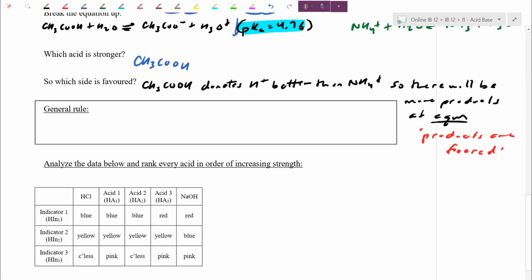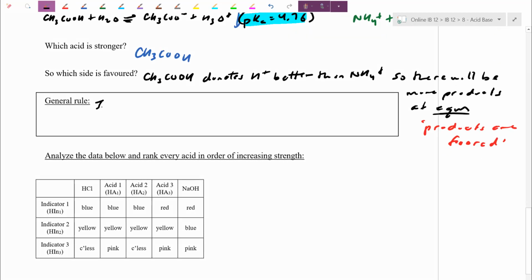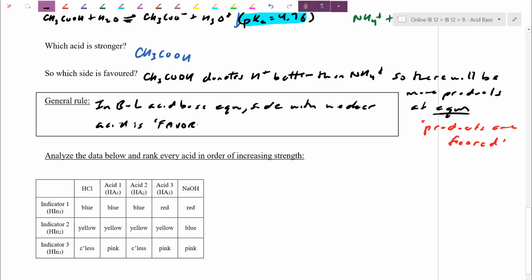So as a general rule, in a Bronsted-Lowry acid-base equilibrium, the side with the weaker acid is favored. Not because they have the stronger team, they actually have the weaker team, but because the stronger team is on the other side, they're going to kick the equilibrium over to the weak side more, so at equilibrium I'm going to have more products.